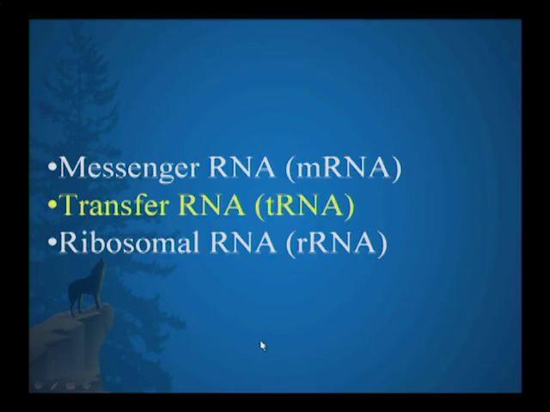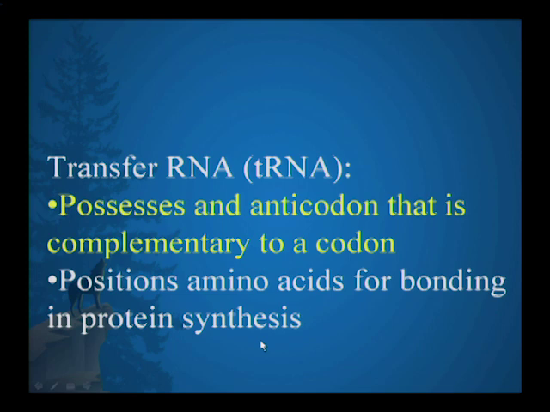And we'll look at examples of that in a second. Now, another type of RNA is transfer RNA. Transfer RNA positions amino acids for bonding and forming a protein. So they possess an anticodon that's complementary to a codon. We'll see how that works in a second. And as I mentioned, they position amino acids for bonding and protein synthesis.